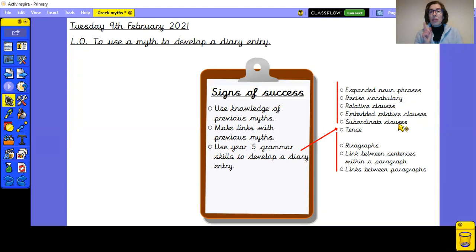Remember the subordinate clauses? We looked at them last week. The tense is important. And if you remember diary entry, normally the writing is in the past. Now, looking at the structure, your diary is going to be organized in paragraphs, and we would like to have some links between sentences within a paragraph and some links between paragraphs. So these targets are just here to support you and to maybe give you a bit of a challenge if you're ready for that. But without further ado, let's start.